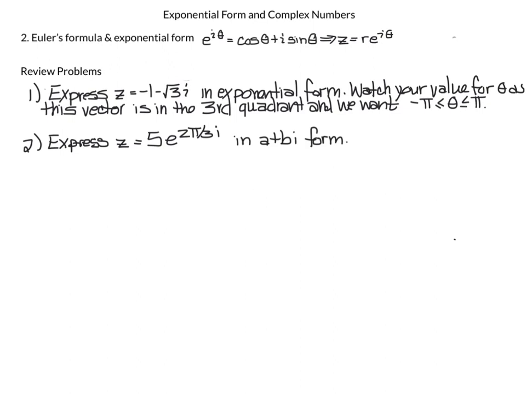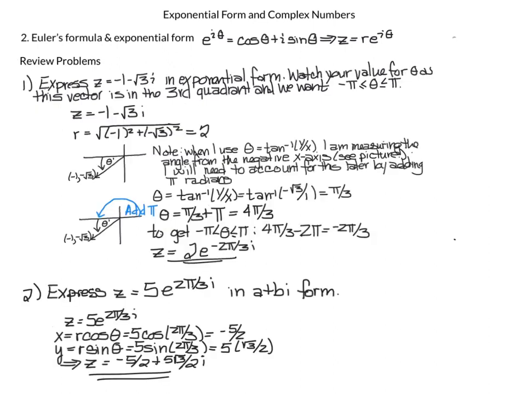So the first problem is to express z equals negative 1 minus 3i in exponential form. Watch your value for theta, as this vector is in the 3rd quadrant, the negative and the negative, and we want our theta to be between negative pi and pi. Second, express z equals 5e to the 2 pi over 3 i in the a plus bi form. Pause the video, give the problems a try, and when you come back, I will have solutions for you.